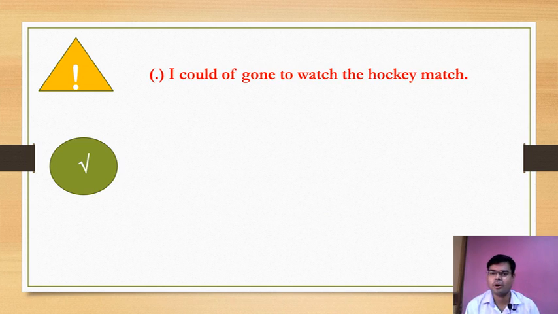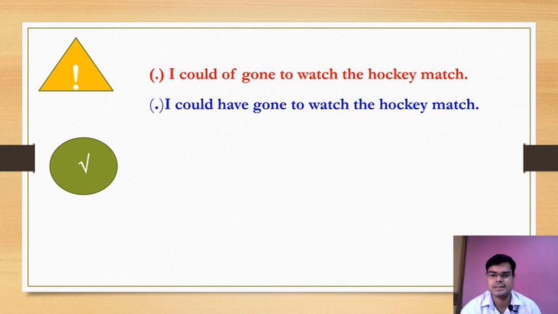I could have gone to watch the hockey match. Have a look, just read the sentence. I could have gone to watch the hockey match. And just check the next sentence. I could have gone to watch the hockey match. Which one sounds better?